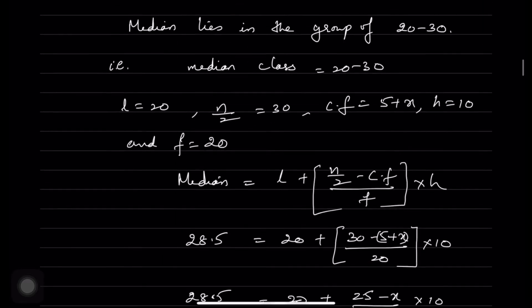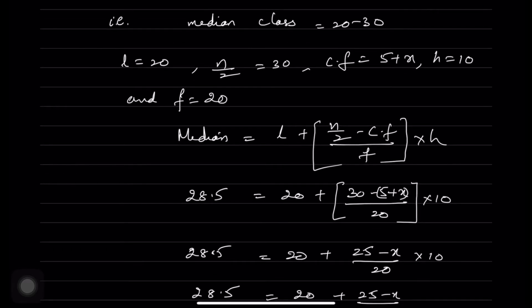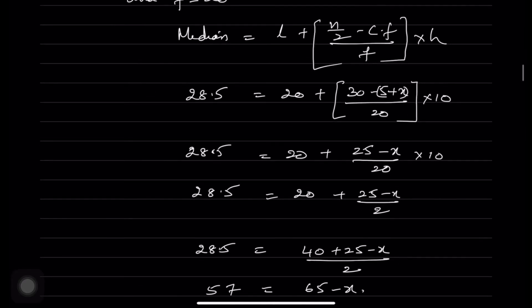So now here we plug in all the values. So 28.5 is equal to 20 plus 30 minus 5, plus x by 20 into 10. So you're going to get 28.5 is equal to 20 plus 25 minus x by 20 into 10.